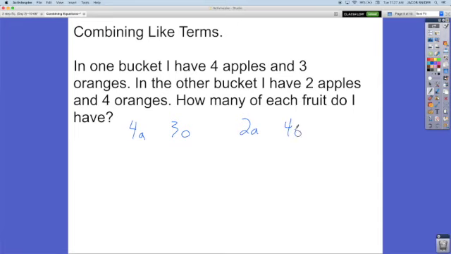Now, my question was, how many pieces of fruit do I have? I have 4, 5, 6, 7, 8, 9, 10, 11, 12, 13. Right? I would have 13 pieces of fruit. But that's not what I'm asking for. I'm asking for which type of fruit.